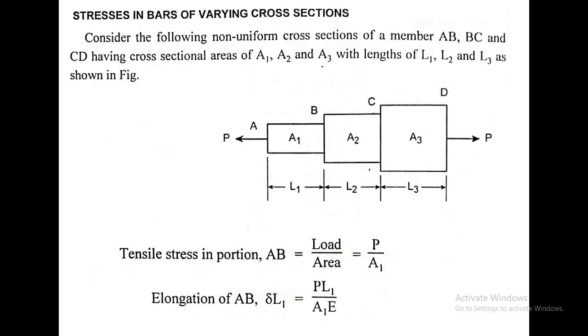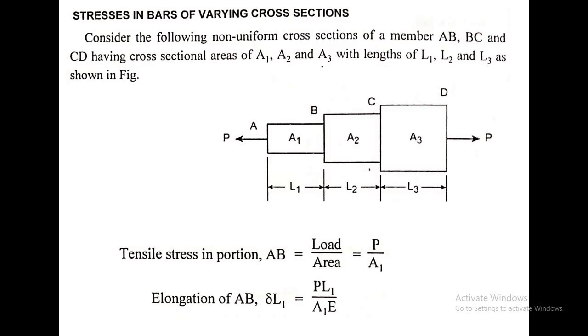And coming to the next topic, stresses in bars of varying cross section. Suppose the arrangement has different diameters and different lengths. We go for some consideration, so that we are going to see here. So this is the arrangement A, B, B, C, C, D, the three portions having A1, A2, A3, L1, L2, L3, and there is a common axial pull in the arrangement.